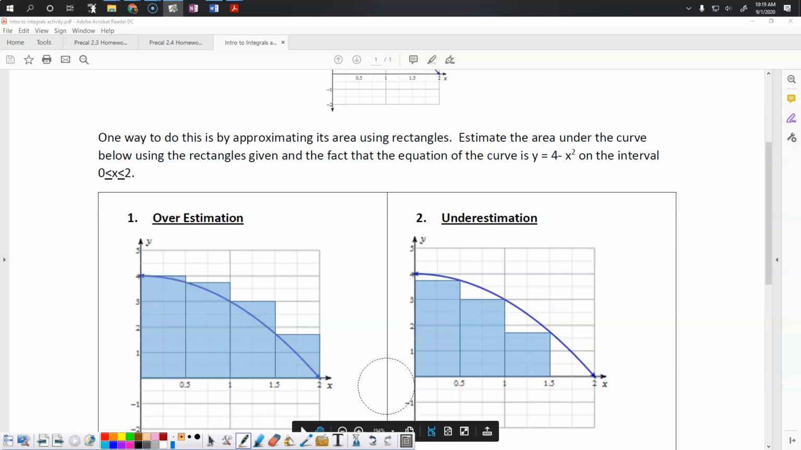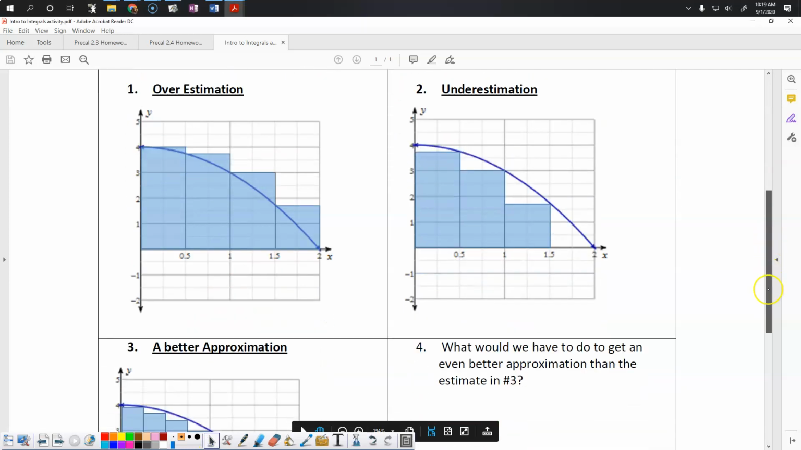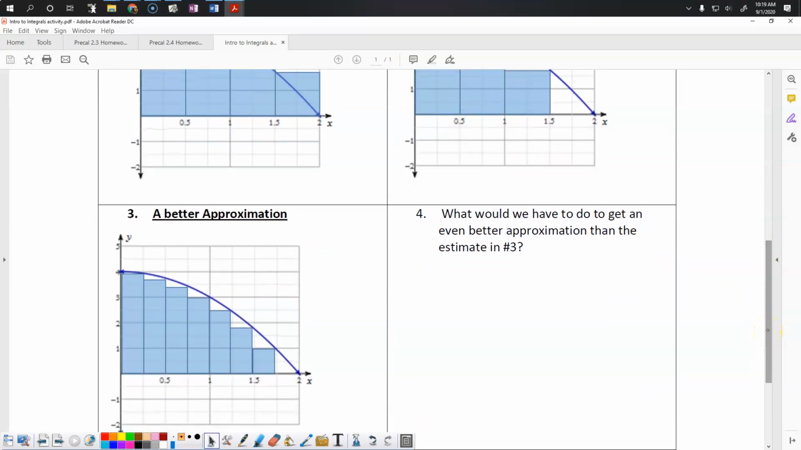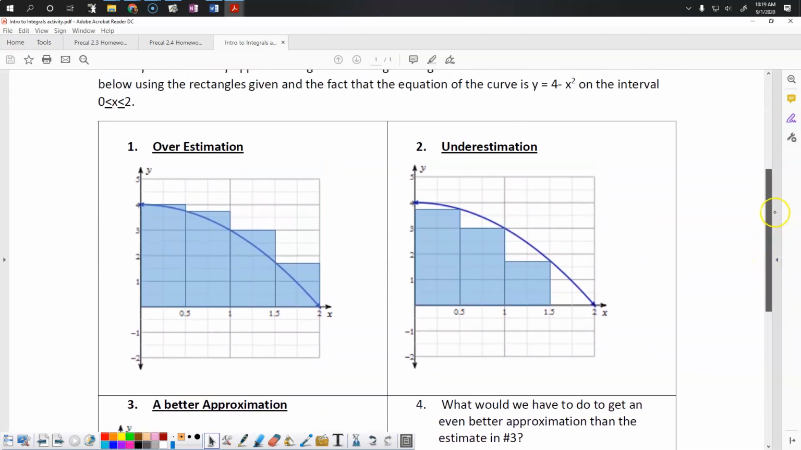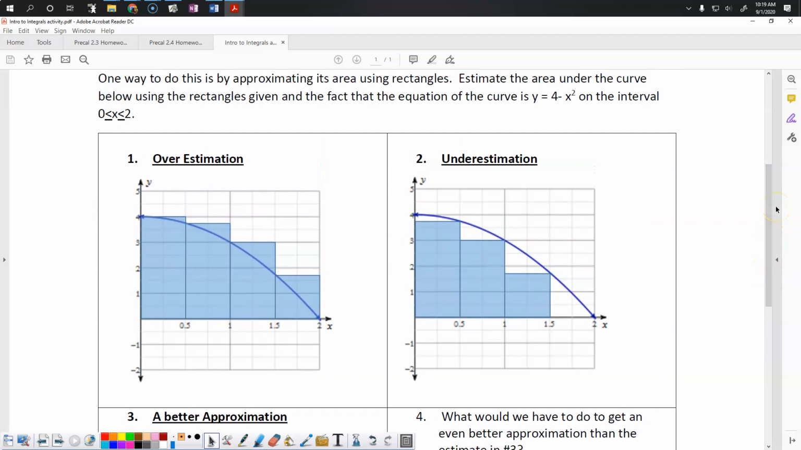One way is with rectangles that go a little bit over the curve. The other way is with rectangles that go a little bit under the curve, like on number 2. And then number 3, I use even more rectangles. And then number 4, I'll let you answer when it comes time for you to look at it. But for now, I'm going to show you how to get the answer to number 1. So I'll let you do 2 and 3 and 4, and then part 2 on your own, okay?